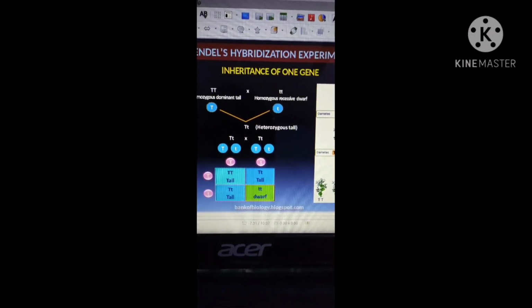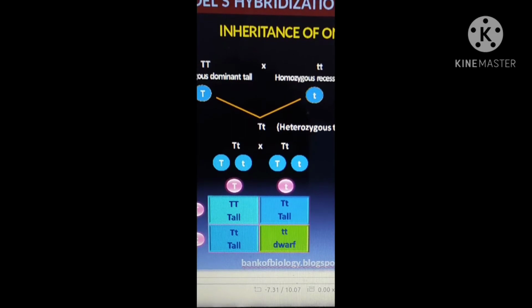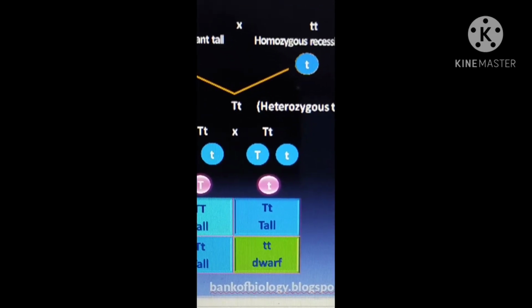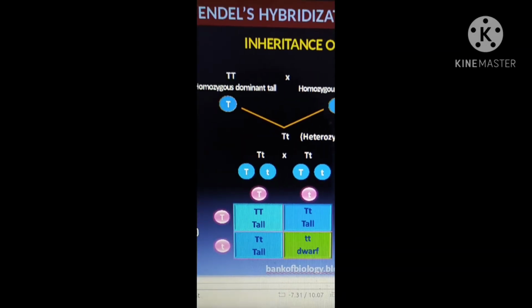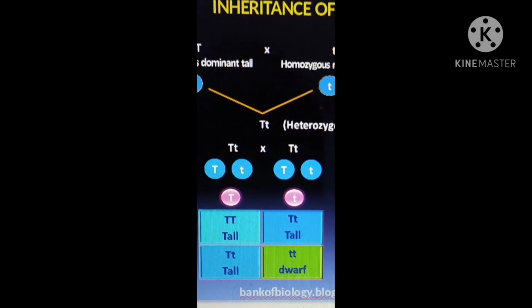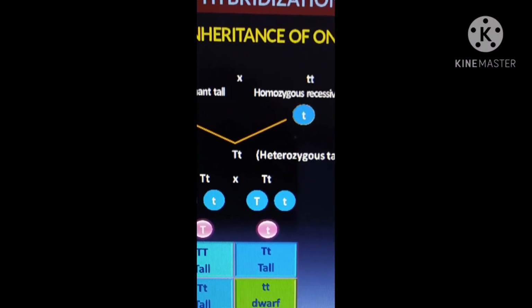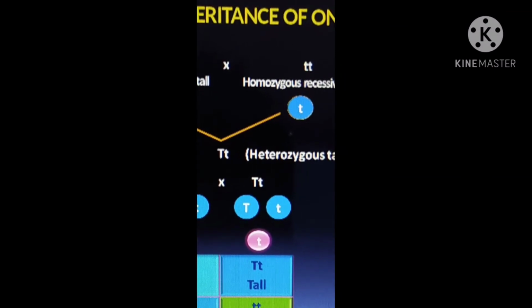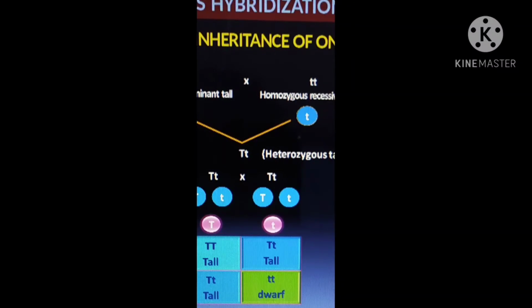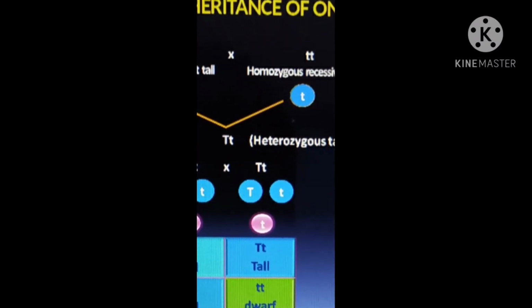Clear now? So here, homozygous tall is capital T, capital T, and heterozygous tall is capital T and small t. In the first generation, the F1 generation, the first filial generation, all plants were tall in nature. Then what happened to the dwarfness? The parents were one tall and another dwarf, but the first generation offspring were all tall in nature. No dwarf plants were produced. Then what happened to the dwarf character? We are going to deal with that now.